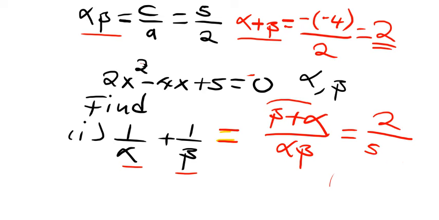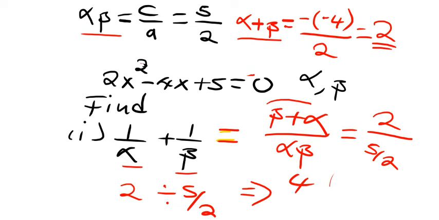So 2 divided by 5 over 2 is the same as multiplying. So this is going to be equivalent to 4 over what? Over 5. Do we all agree?